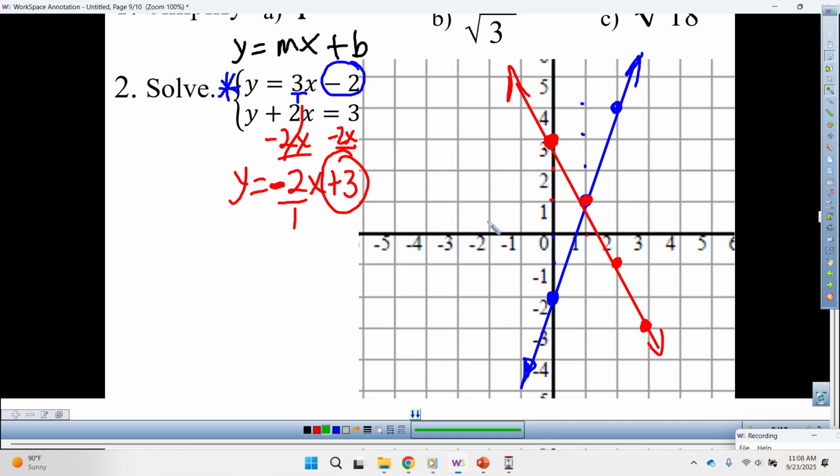And then I want you to point to that and write solution. What is my solution? The solution is (1, 1). Pretty good, pretty good.